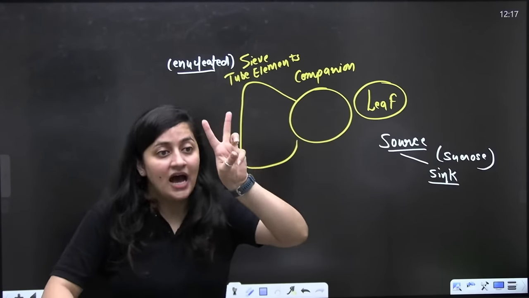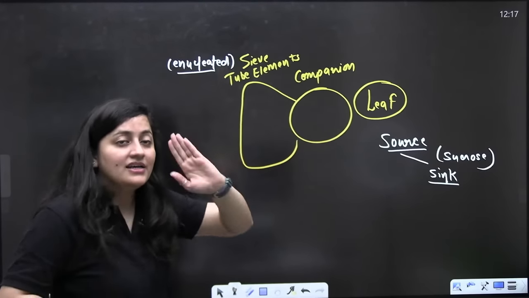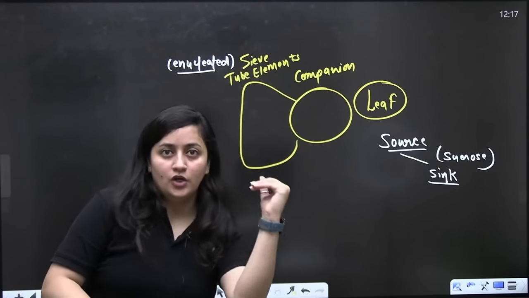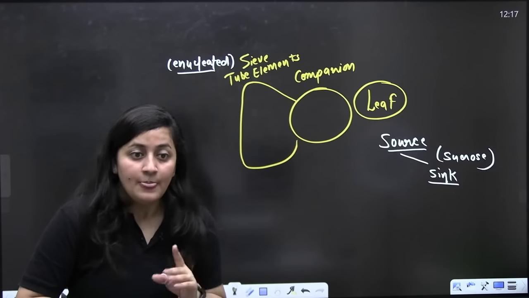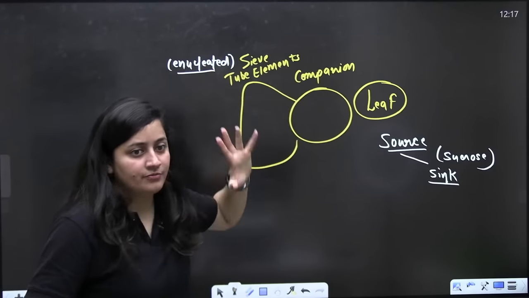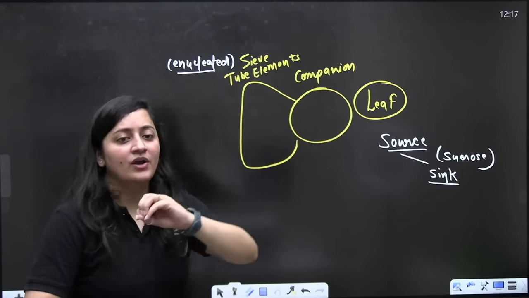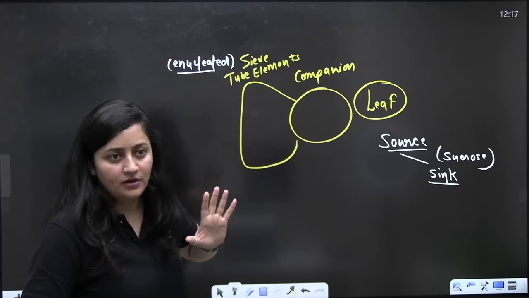From source to sink, the food will move. The food is translocated in the form of sucrose because it is a non-reducing sugar. The second important topic from this part is loading and unloading. As per my analysis, questions will come from this part. Definitely a NEET 2023 question will come from this part.